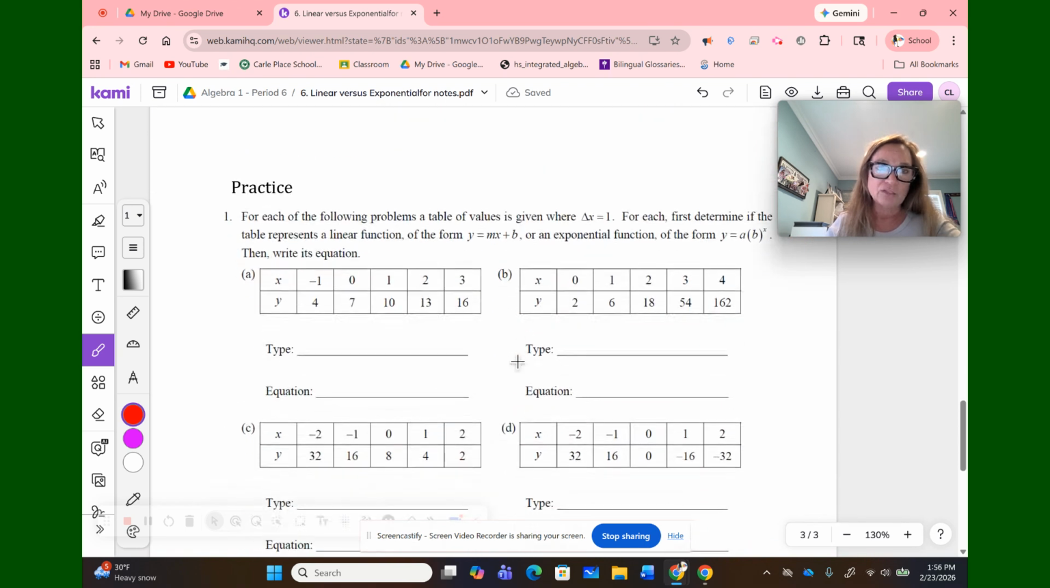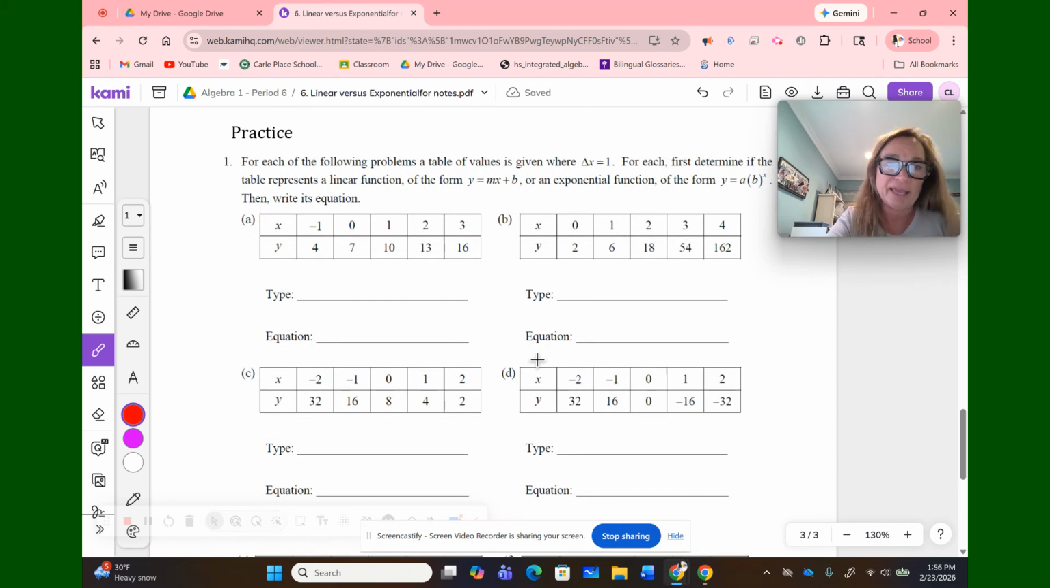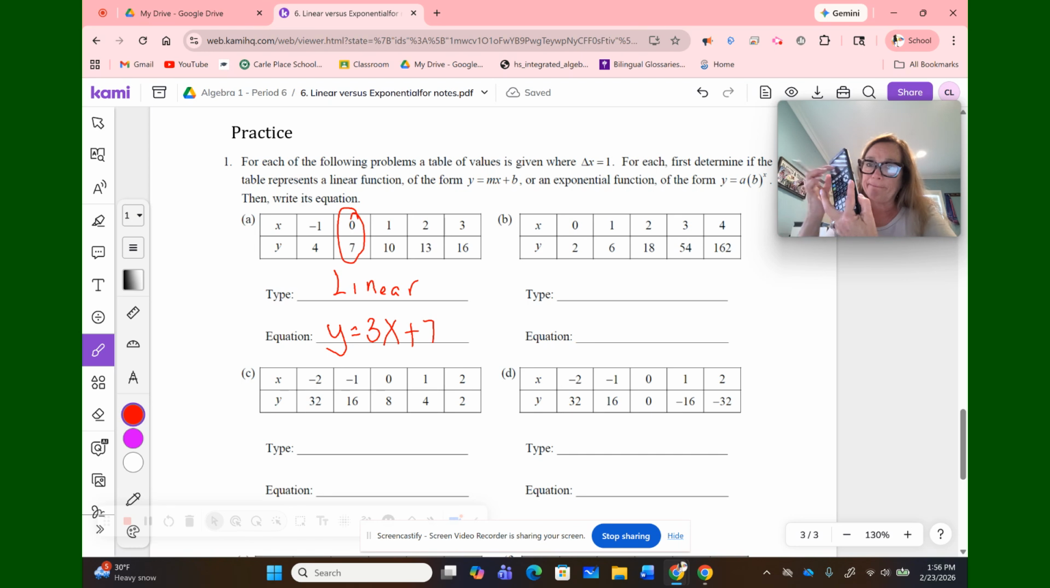Okay. So I'm looking at the rate of change, and the first one, it's going up by 3, up by 3, up by 3, up by 3. So this is definitely linear. So y equals 3x plus 7. Don't trust me. Trust the calculator. Well, trust me, because I wouldn't lie to you, but trust the calculator.